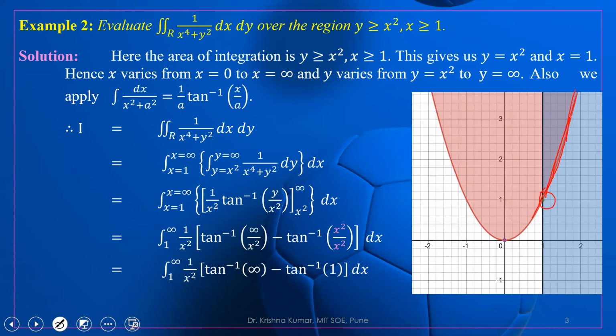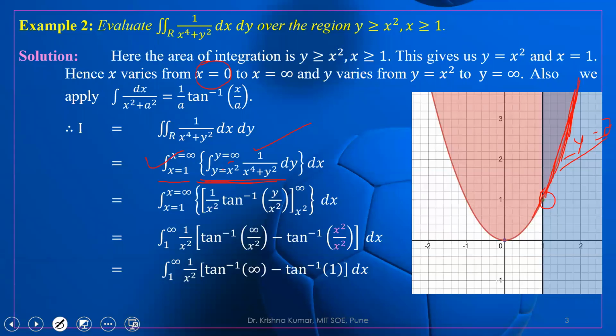And what is this? When this goes to infinity, the value of y also goes to infinity. So clearly here the limit of x is equal to 1. This is not correct. It is x equal to 1 to x equal to infinity. And this is correct. Here it is written correctly. And then y from x square to infinity. Okay. So now let us first look here.